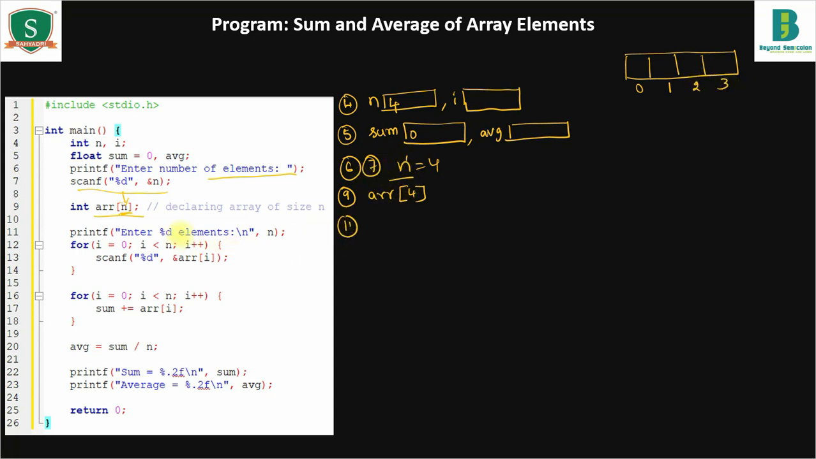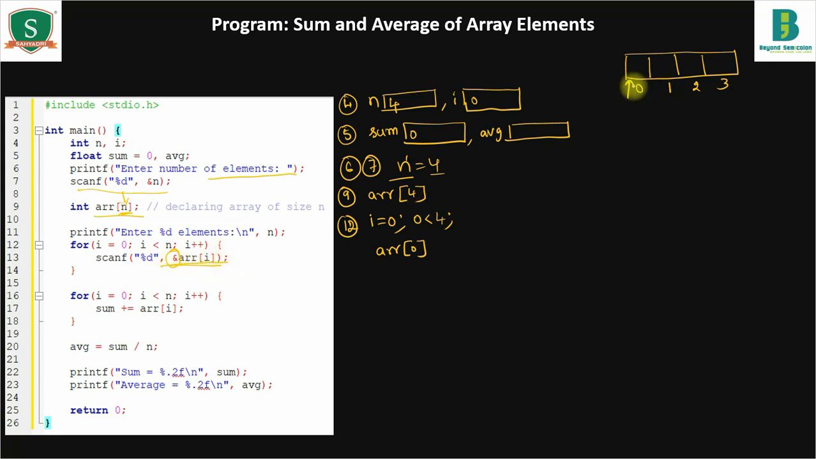The 11th step, enter the elements in the array. That means we are taking the elements from the user. I am not writing the 11th step, writing the 12th step. For i is equal to 0. So initially i value is assigned to 0. Then 0 less than n. What is the n value? 4. Then scanf array of i. What is the i value? 0. And here they have mentioned ampersand. Ampersand represents address of array of i.